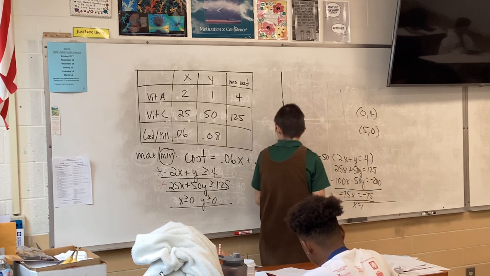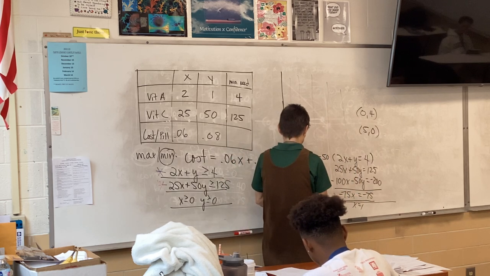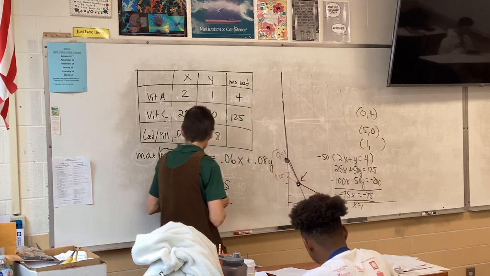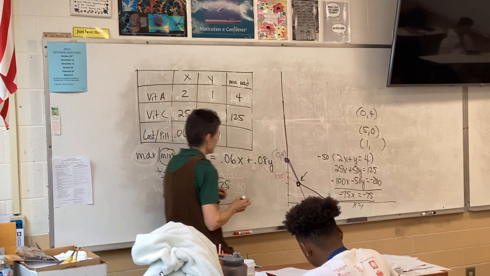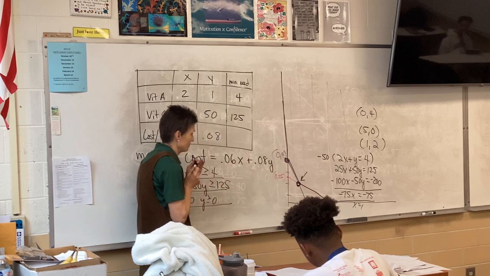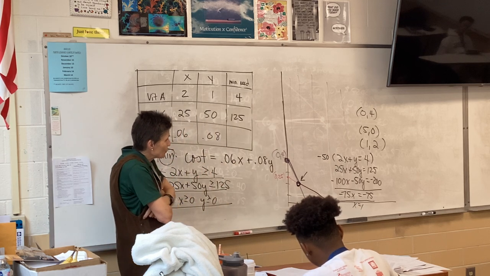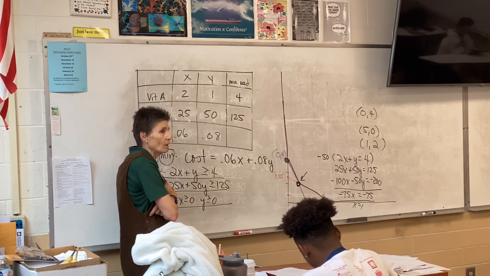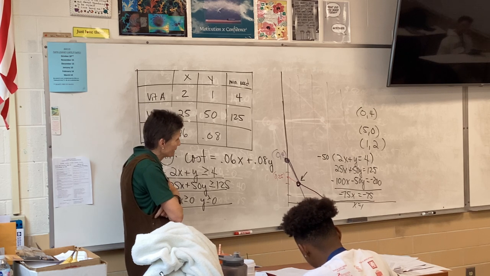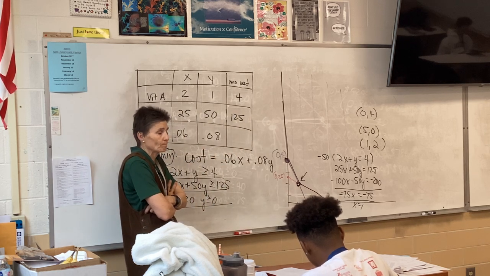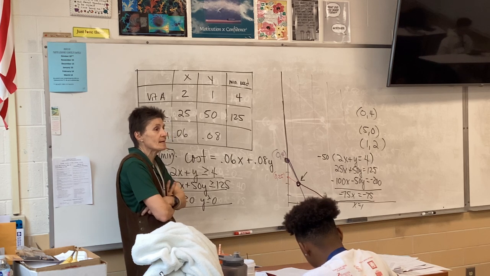I got x equal to 1. You can choose to eliminate or substitute or use Cramer's rule on that, whatever you want. I eliminate it. Anybody else get 1, 2? Okay. All right, so what happens next?